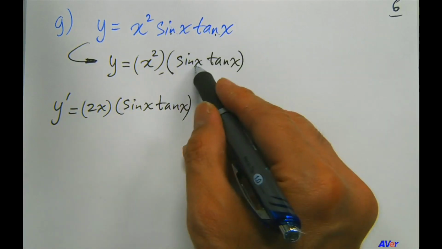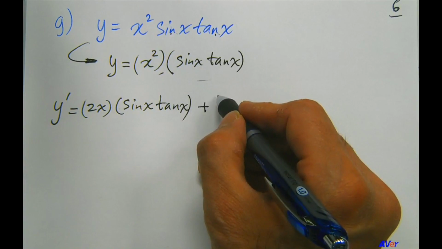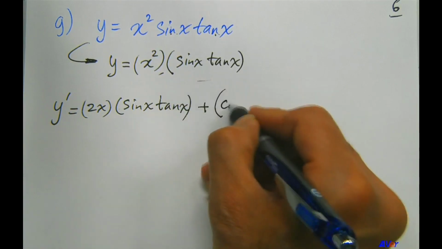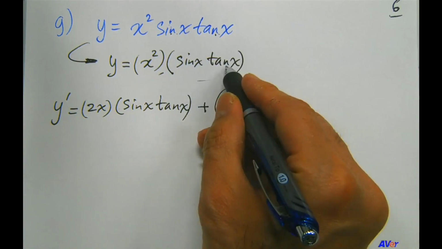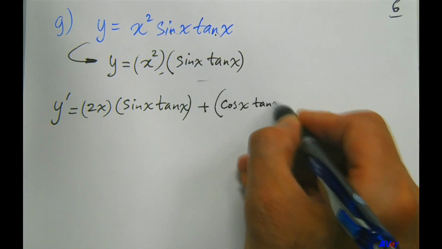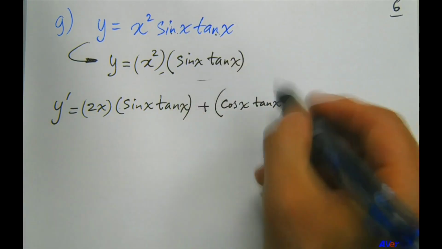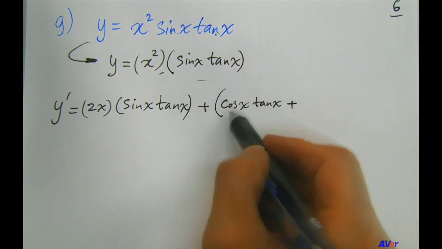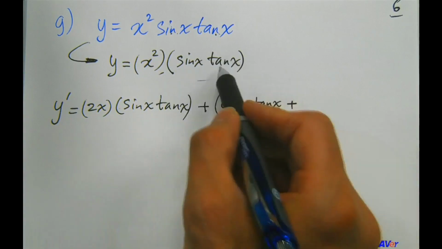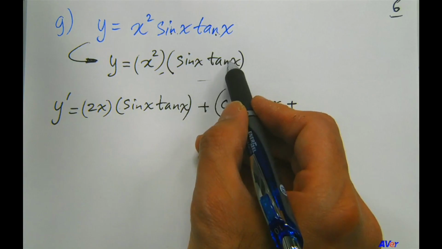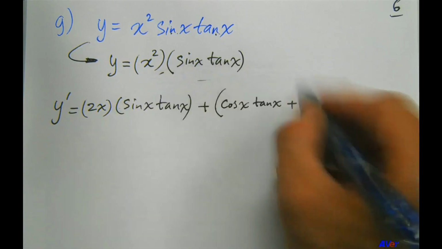So the derivative of this, sine of x would be cosine of x times tangent of x. So this is a product within a product. Plus cosine of x times tangent of x. Then take the derivative of this, which is secant squared x, and then multiply by sine of x.